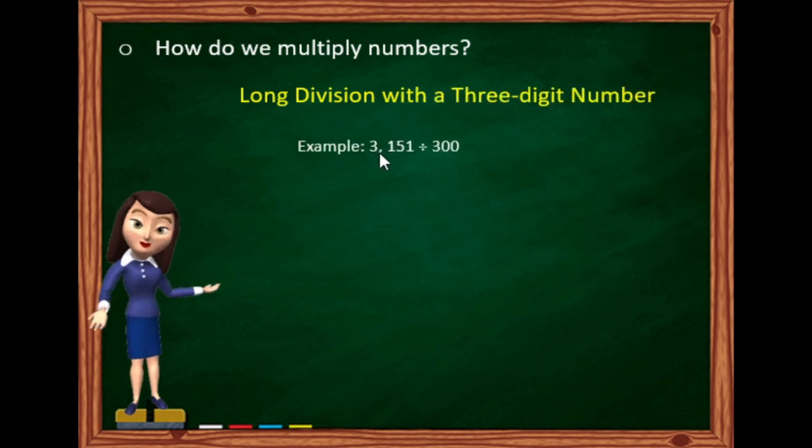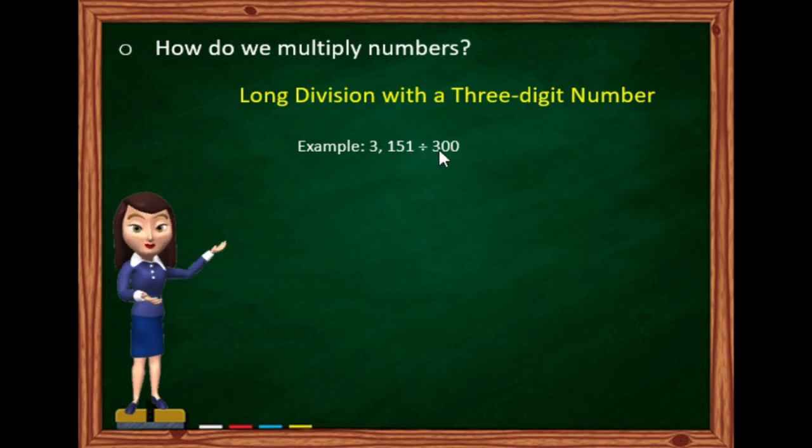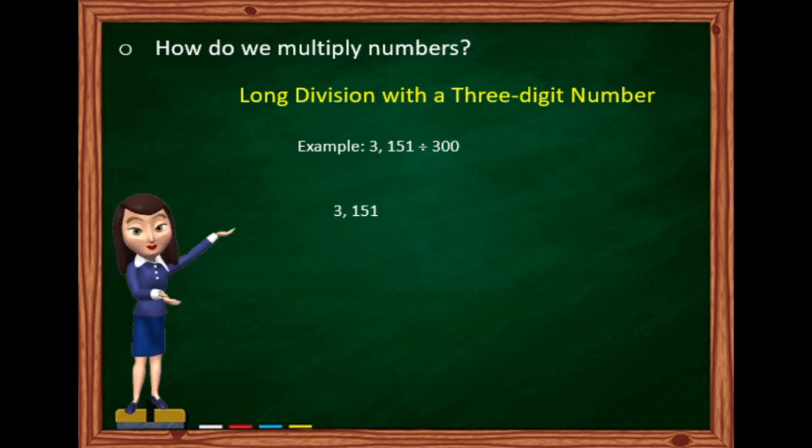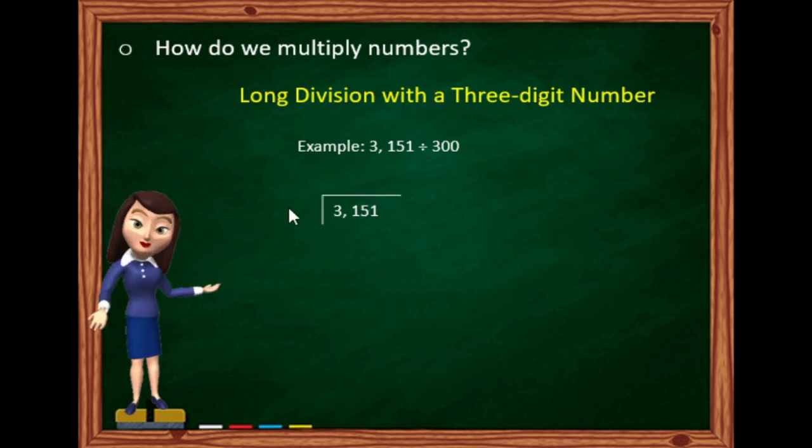Next, long division with 3-digit number. Example, 3,151 divided by 300. 300 is a 3-digit number, while 3,151 is a 4-digit number. Still, we will use the long division method. 3,151 is inside, while 300 would be outside.